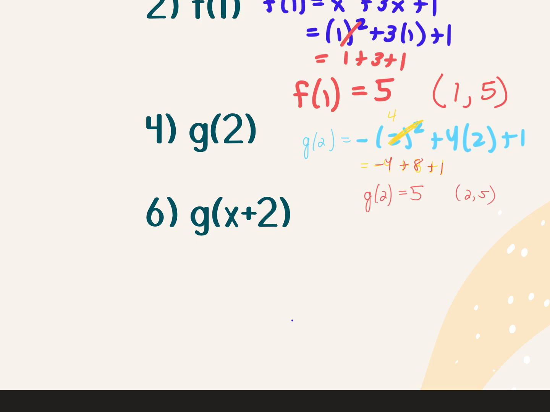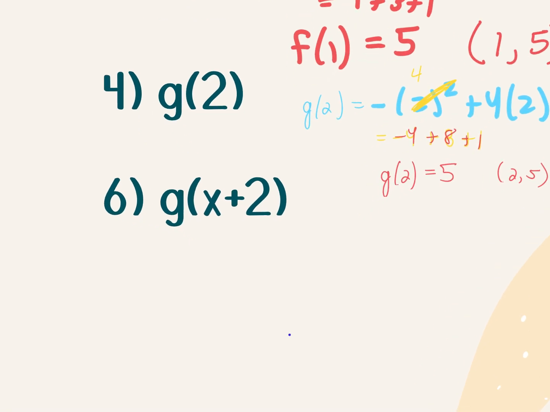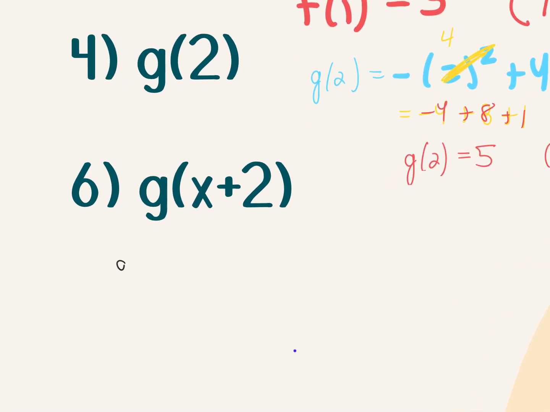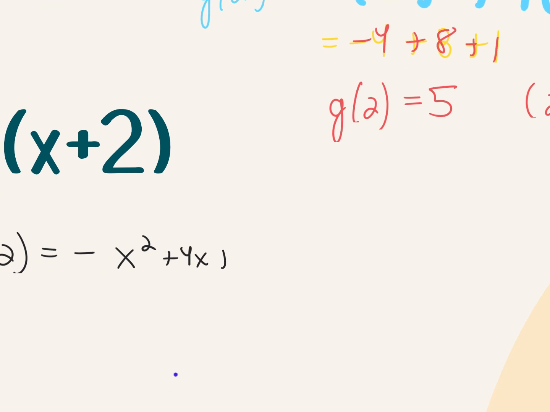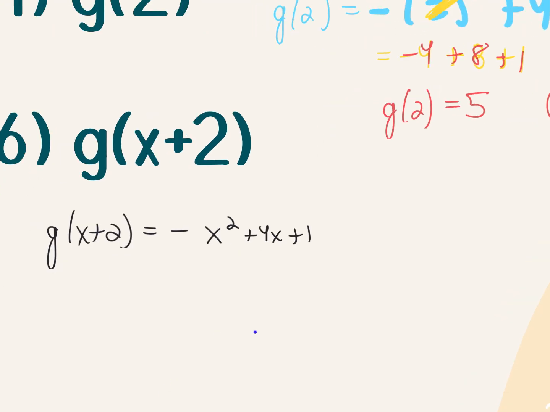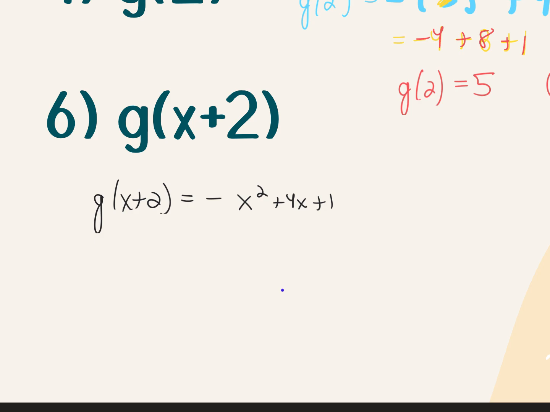And then we throw something like this. It just becomes algebra. It's an algebra problem. G of x plus 2. Well, which function am I looking at first? The g. So the g of x plus 2. Write your function out. It's negative x squared plus 4x plus 1. Is that right? All right, now guys, instead of x, what am I plugging in?